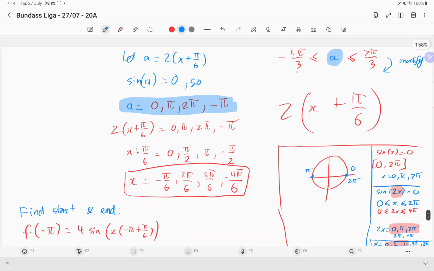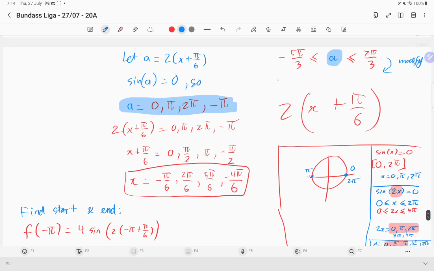Negative 5 pi on 3 is close to negative 2 pi, but it's not negative 2 pi. Negative 2 pi would be negative 6 pi on 3, so we haven't actually gotten there yet. And 2 pi would be 6 pi on 3. So the domain goes a little bit past 2 pi, but stops a little bit before negative 2 pi. Does it make sense?